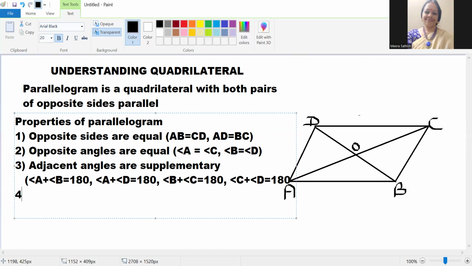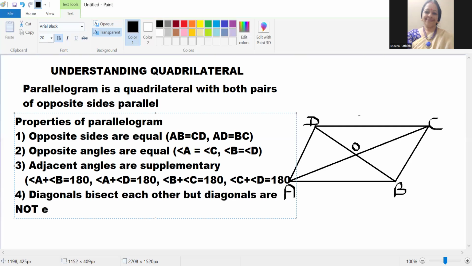Next, about the diagonals. Diagonals bisect each other. What do you mean by that? Bisect each other means O is the midpoint of both the diagonals. O is the midpoint of AC. O is the midpoint of BD. But diagonals are not equal. Diagonals bisect each other, but diagonals are not equal.